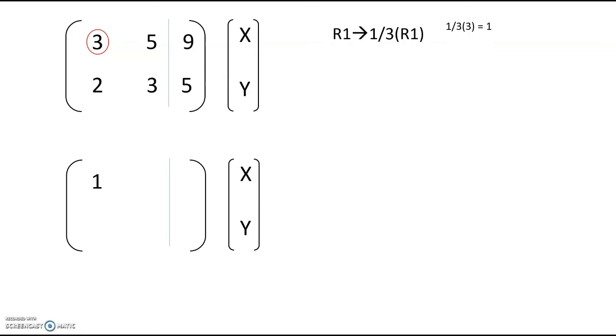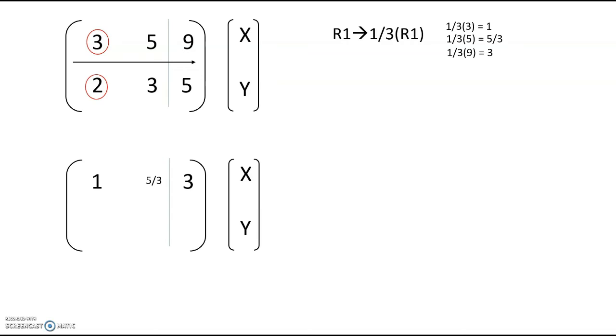And always remember that in the Gaussian elimination method, you must do exactly the same thing to everything in the same row. So now 1 over 3 times 5 is equal to 5 over 3, right down there. And then 1 over 3 times 9 is equal to 3. So right there. Now, after solving the first row, we need to solve the first column.